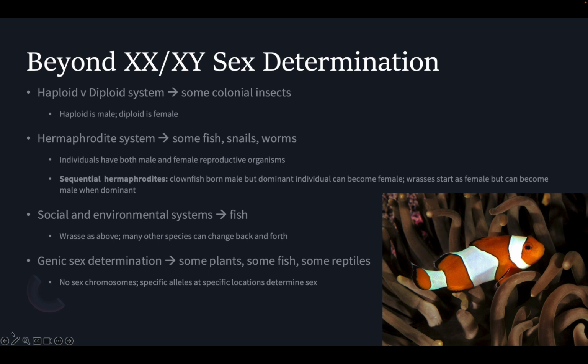And then there are systems that don't use sex chromosomes. They use genic sex determination. Some plants, some fish, some reptiles. There are no sex chromosomes, but the presence of specific alleles at various locations is what would determine the sex of the organism. So hopefully you found that interesting. Sex determination is a lot more complicated than people usually think.